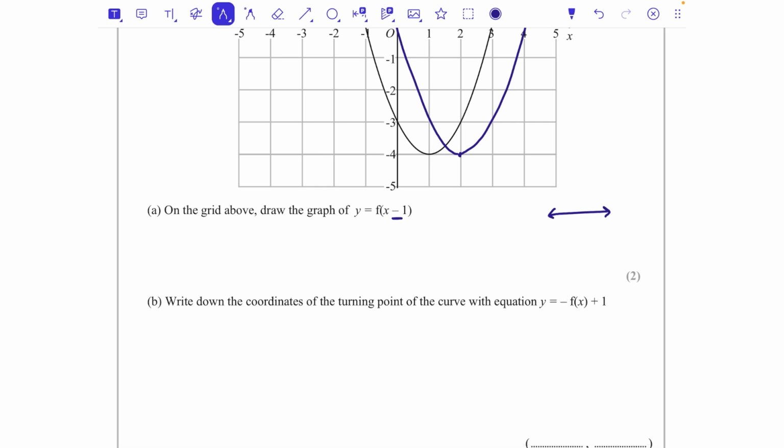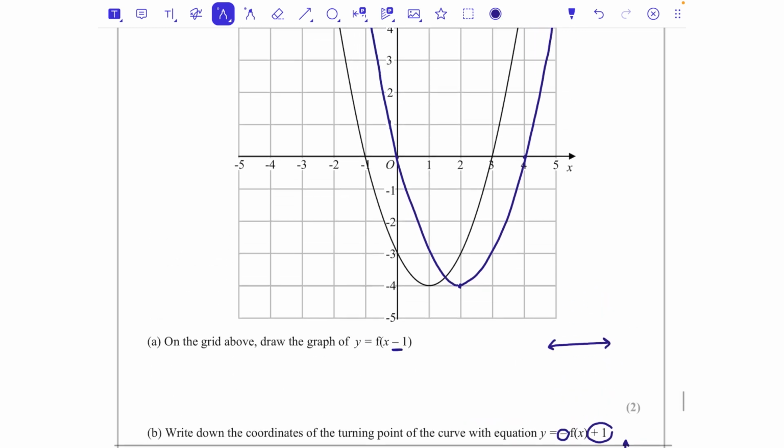Then it says write down the coordinates of the turning point of the curve with equation y equals minus f of x add 1. Now anything outside the bracket is affecting the y direction like this. So add 1 does indeed go up 1, and a minus is a reflection. So f of minus x reflects across the y-axis and reflects left to right, but minus f of x, which we've got here, reflects up to down, as everything does when it's outside the bracket, and reflects across the x-axis.